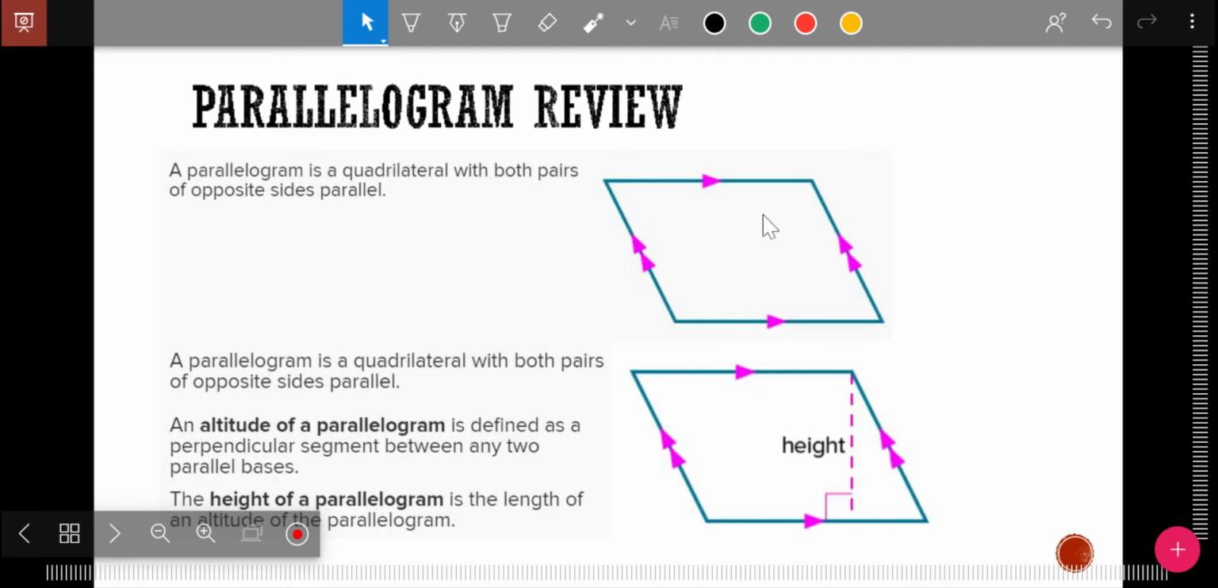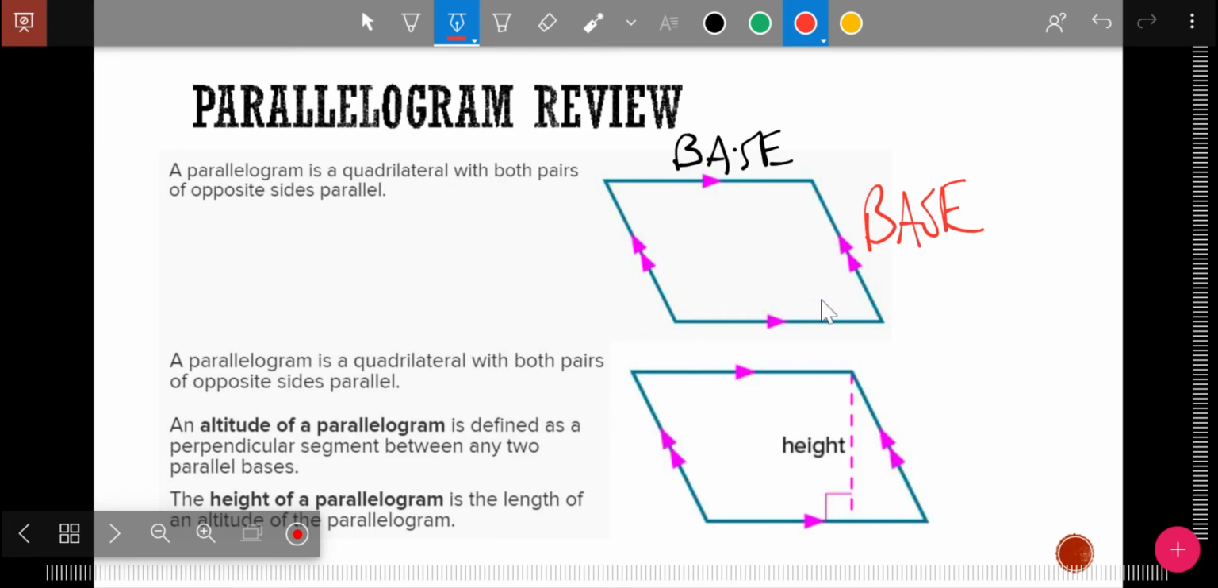Any of these sides could be a base. So you could call this one up here the base, or if you wanted to, this could be a base. Right? So any of the sides can be the base. We're going to work with a height, which connects two bases.